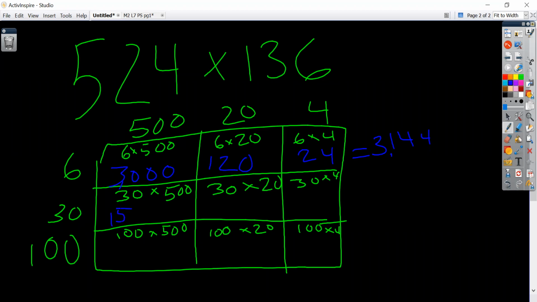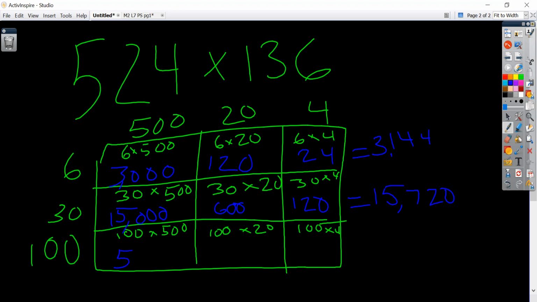3 times 5 is 15. 10 times hundreds would equal thousands. So it's 15,000. 3 times 2 is 6. And then it would be 10 times 10, hundreds. 3 times 4 is 12. 120. So that would be 15,720.